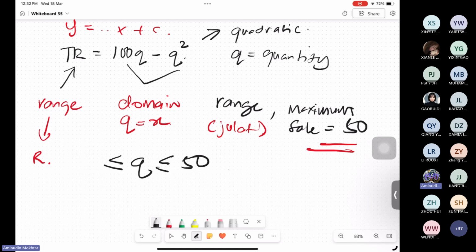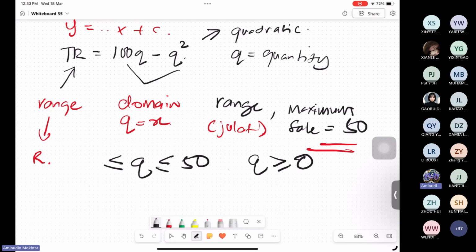Okay, in economic, Q is quantity. Please remember, in economic, Q is quantity. Q must be positive. Q cannot be negative. Q must be 0 and above. Q could be 0, but must be above 0. Okay, that's about the Q.